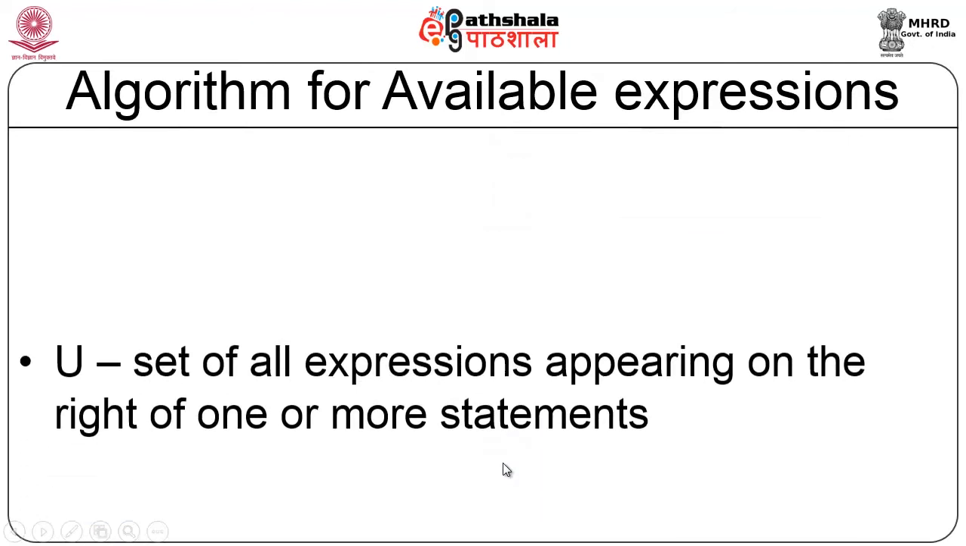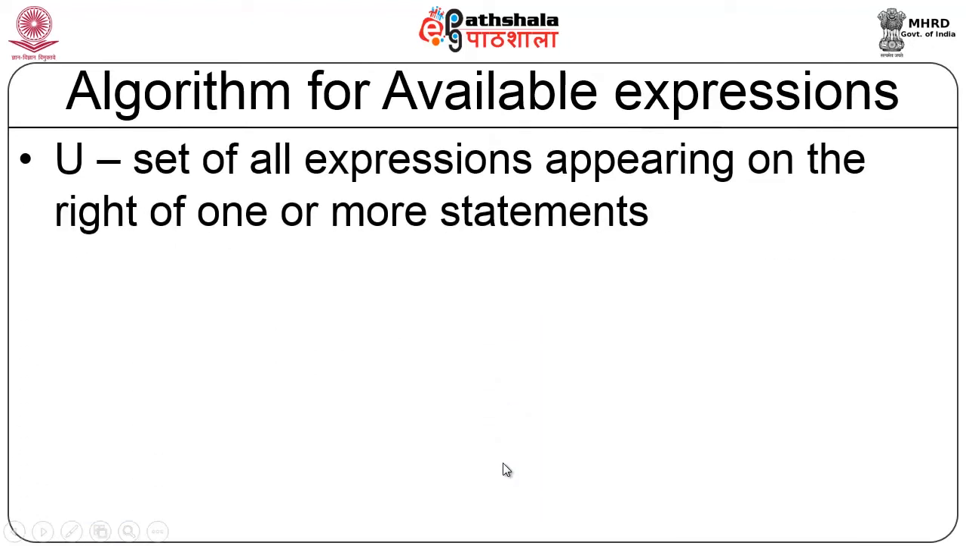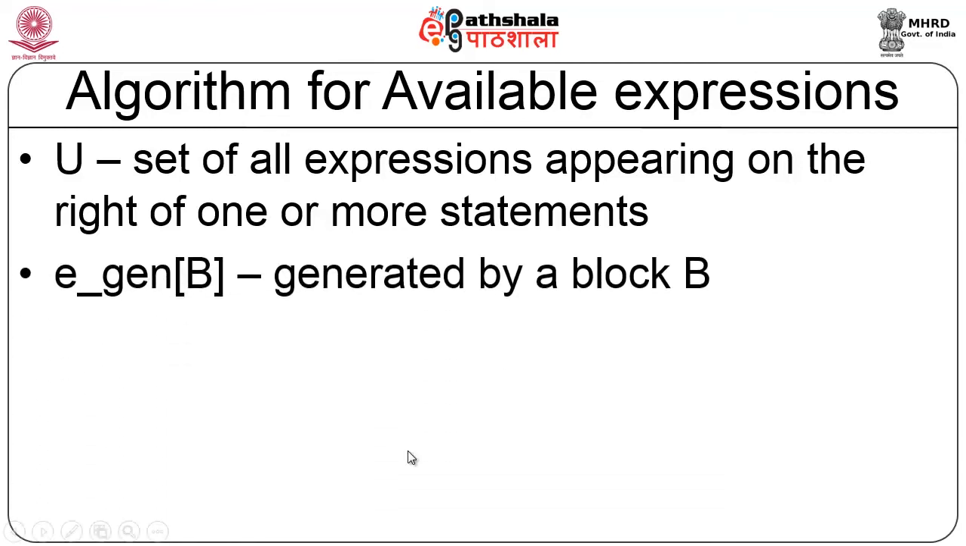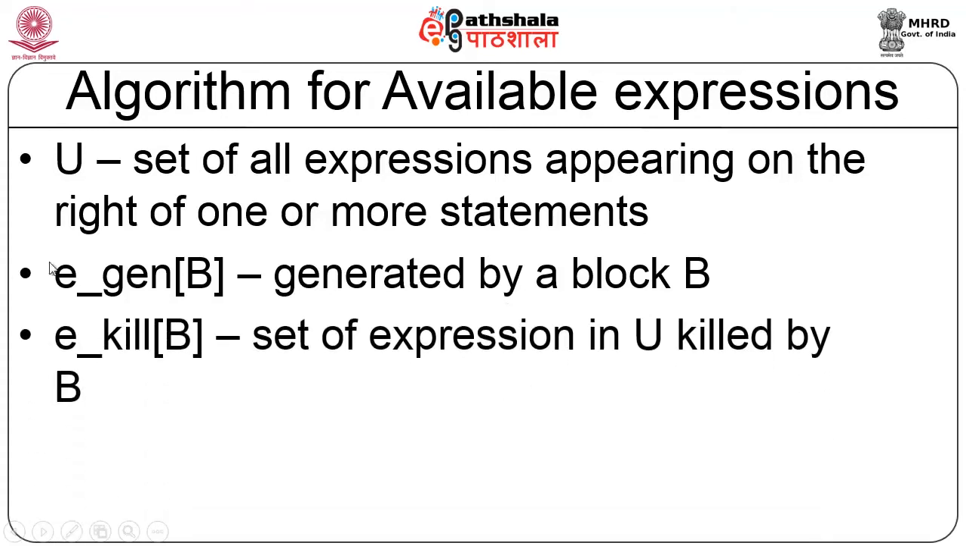Now, the algorithm for available expressions. Assume that U is the set of all expressions appearing on the right of one or more statements. So, you have a block and you have all the expressions available, and you form them into a set called U. Now, E gen of B, the expression generated, is generated by a block, for example B, and E kill of B is the set of expressions in U killed by B.